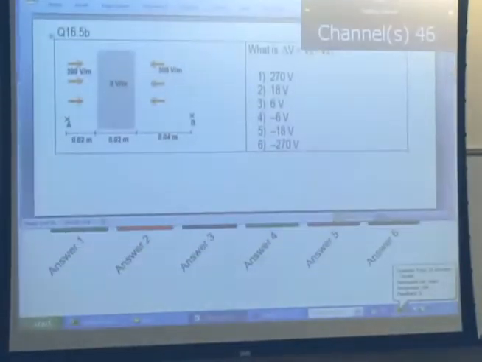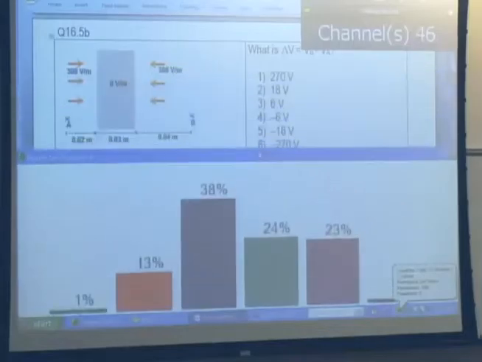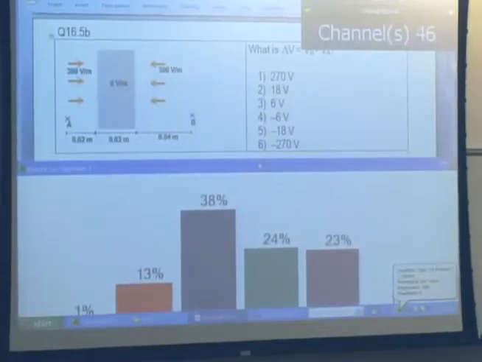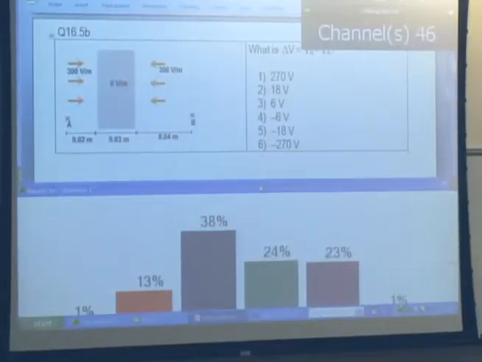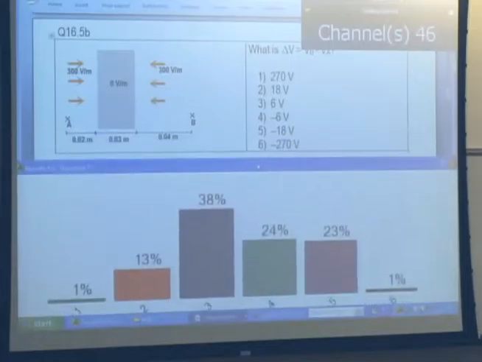Okay, try it out. Oh, a little bit of disagreement here. Okay, so maybe this isn't as obvious as we thought. So let's take a look. Most of us are saying, let's see, the most popular answer is answer 3, 6 volts. But some people are saying negative 6 volts. Some people are saying negative 18.